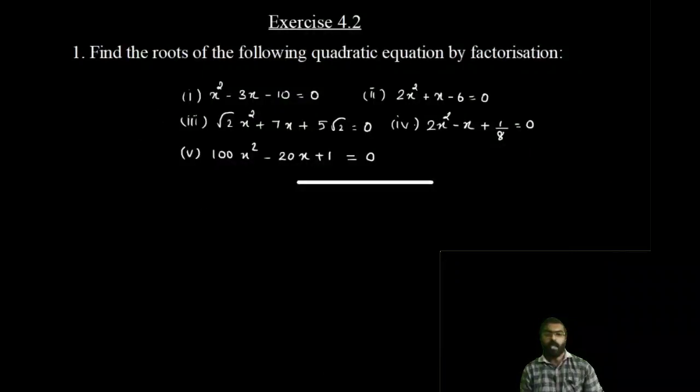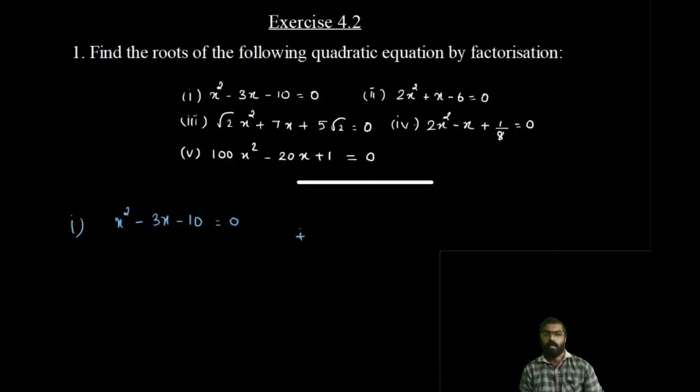Here the first question is, find the roots of the following quadratic equation by factorization. We have 5 sub-questions. We shall discuss one by one. The first one is x square minus 3x minus 10 is equal to 0. So let us consider the first one: x square minus 3x minus 10 is equal to 0.